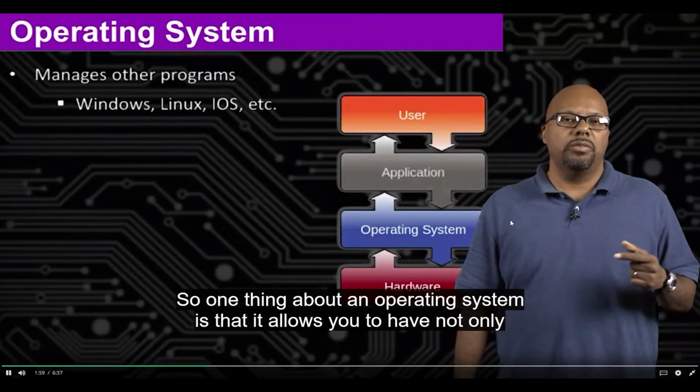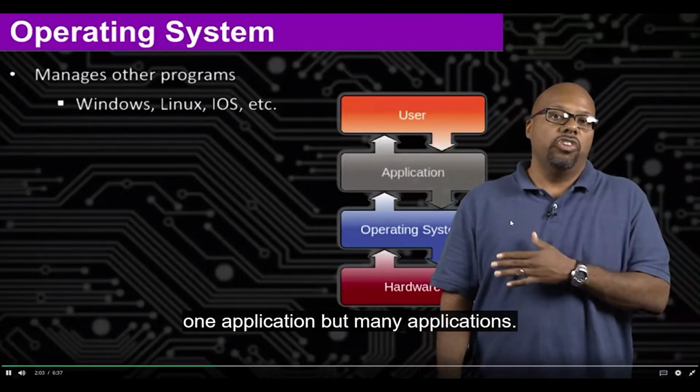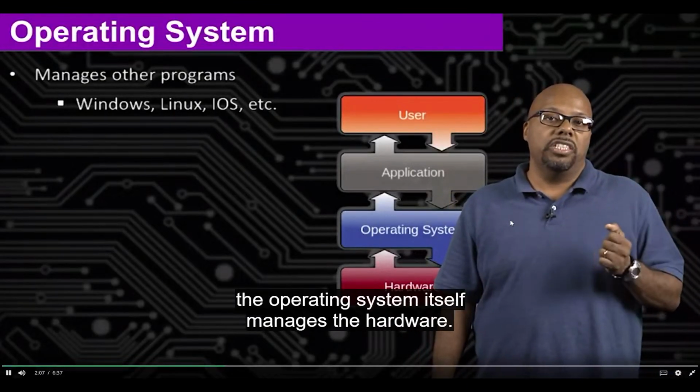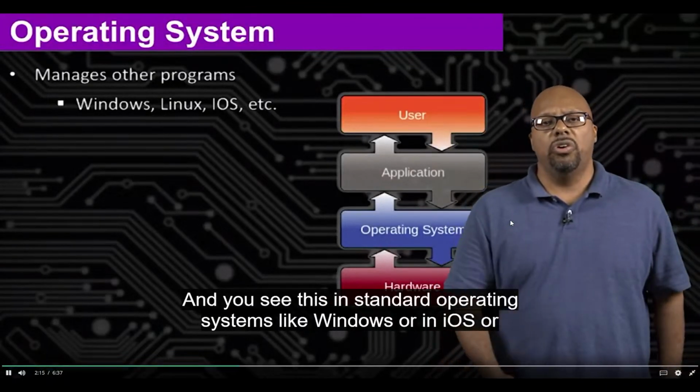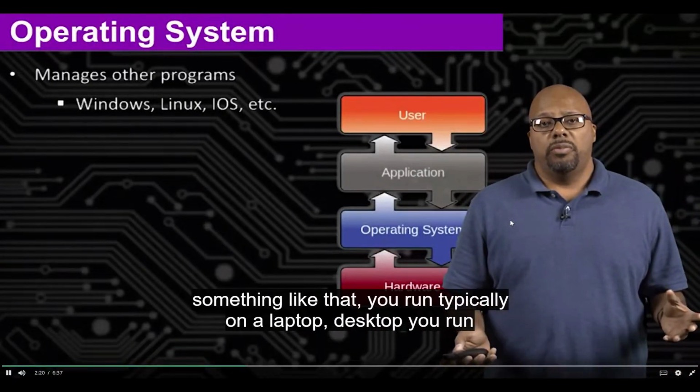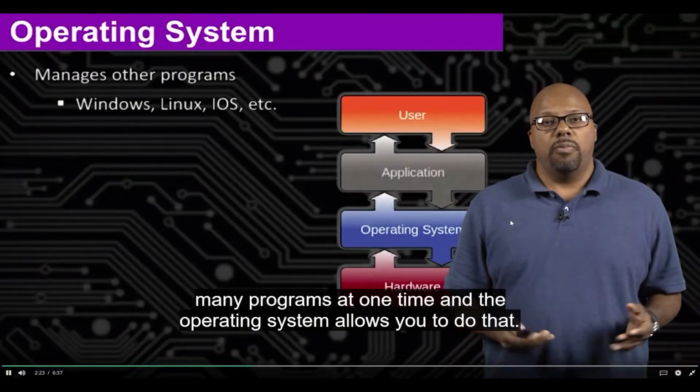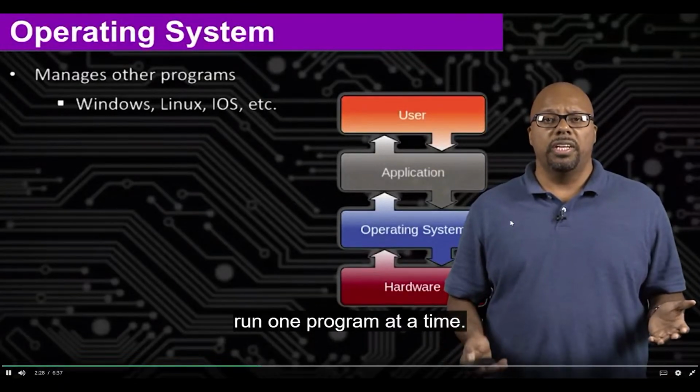One thing about an operating system is that it allows you to have not only one application, but many applications. You can run lots of different applications at one time, and the operating system itself manages the hardware. It lets them take turns, and stuff like that. You see this in standard operating systems like Windows or iOS. Typically on a laptop or desktop, you run many programs at one time, and the operating system allows you to do that. Without an operating system, you can only run one program at a time.